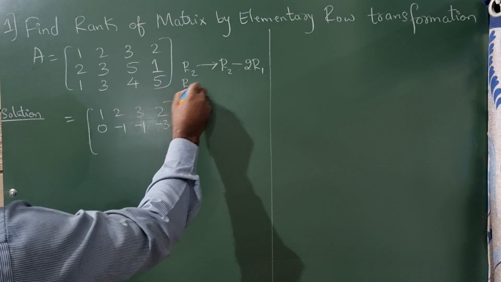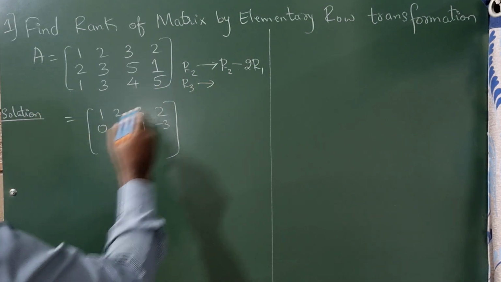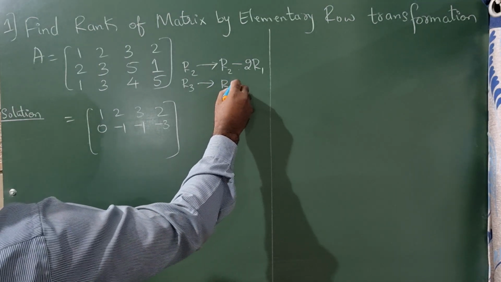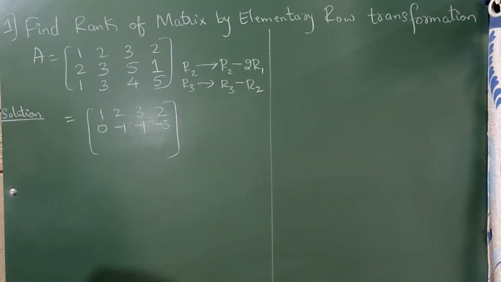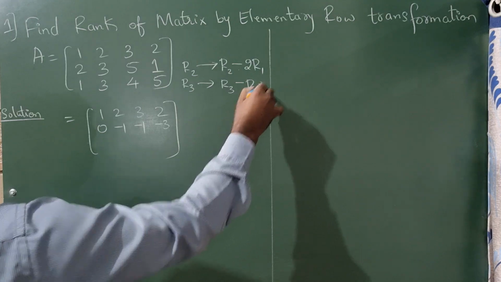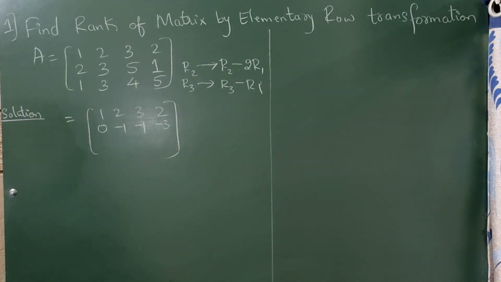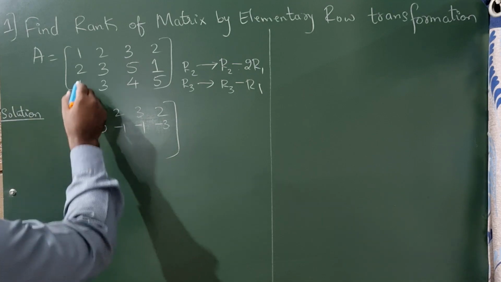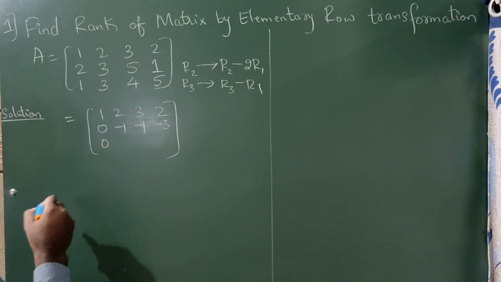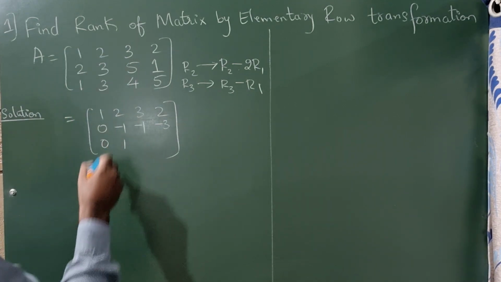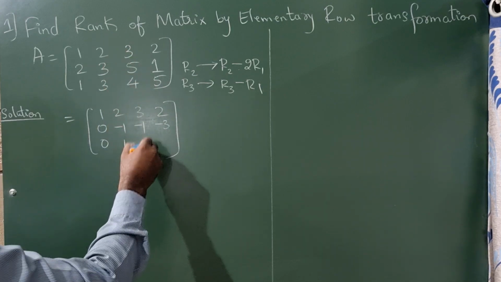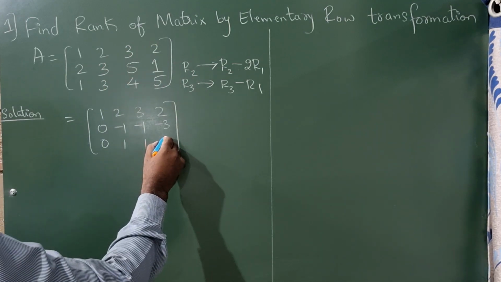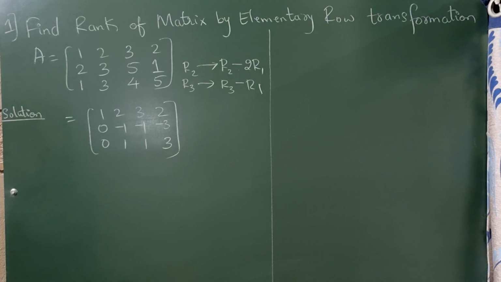Now R3, I have to make this a 0. So it is R3 minus R1, row 1, because row 2 is changing. Fine. 1 minus 1 will become 0. 3 minus 2 is 1. 4 minus 3 is 1. 5 minus 2 is 3.